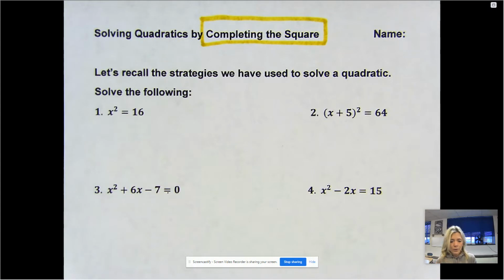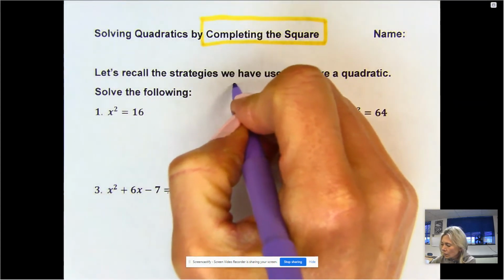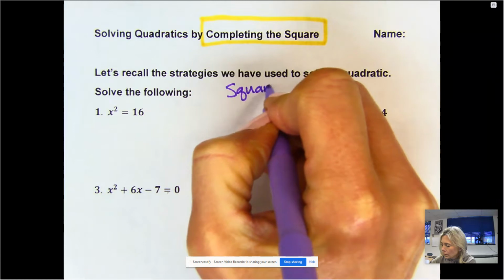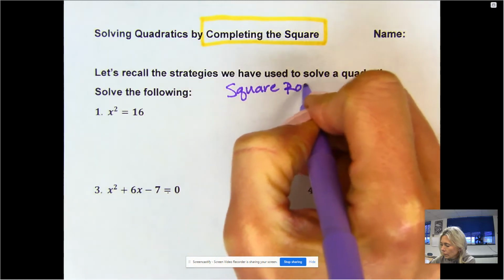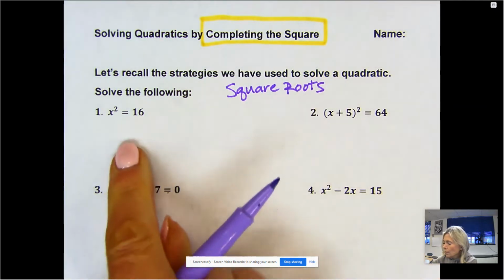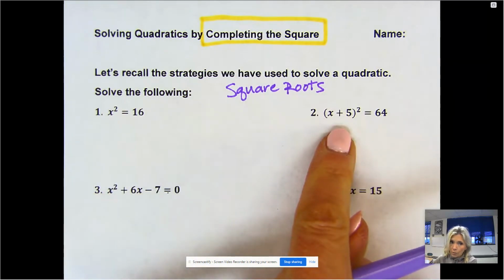And we're going to review just real quickly strategies we've already used. Depending on what our equation looks like, there's a reason to use a given strategy. For number 1 and number 2 on this little warm-up, you can solve both of those using square roots. The strategies that we've already used to solve quadratic equations, most recently, we've been using square roots, and we can use them in number 1 and also in number 2.